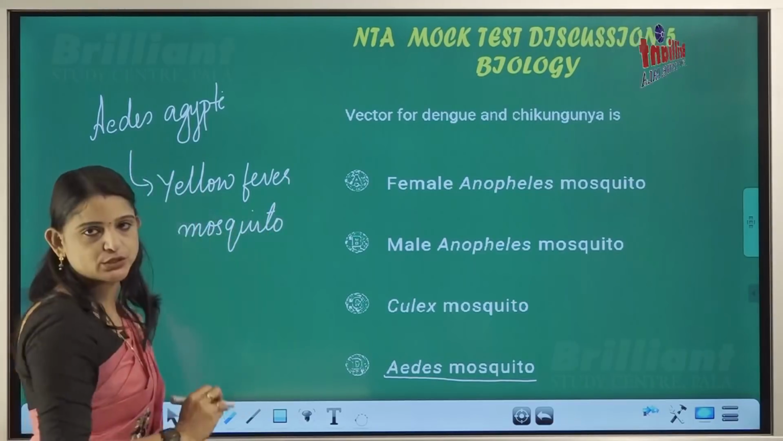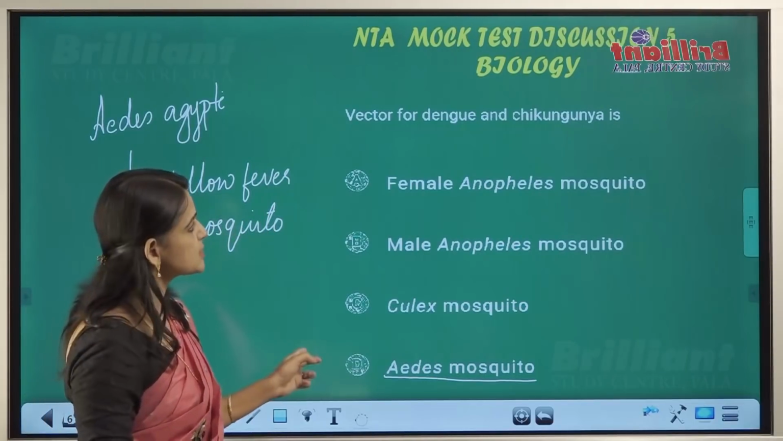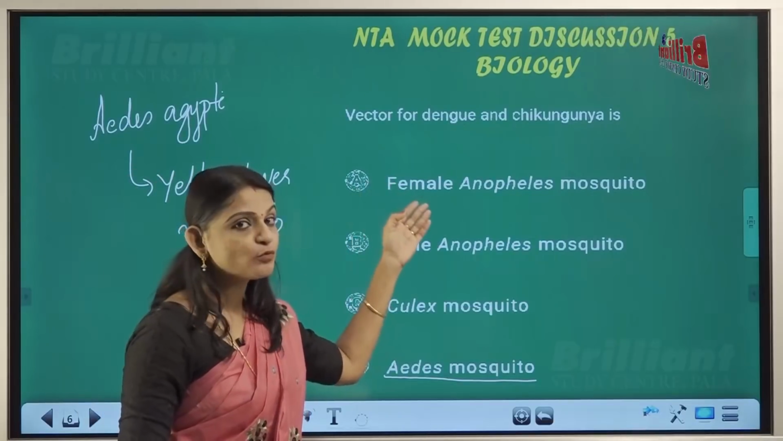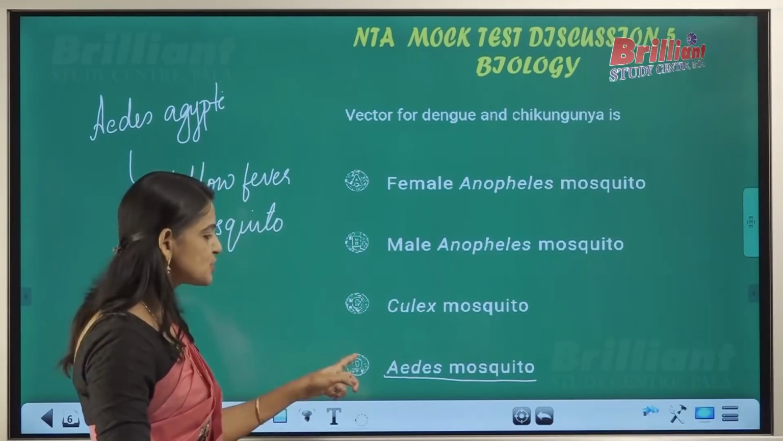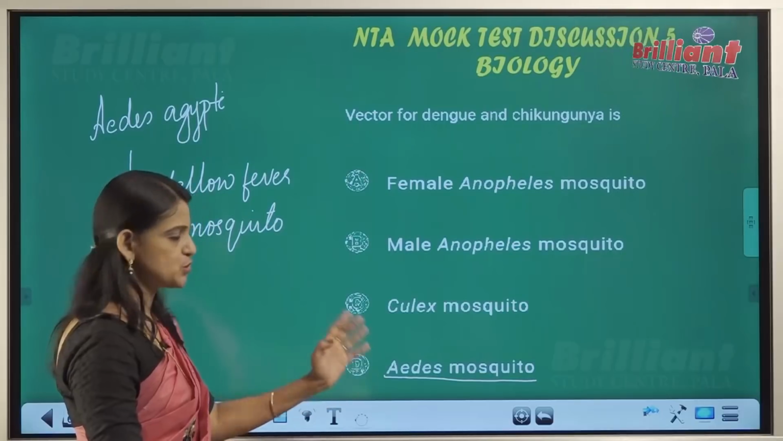Yellow fever mosquito, which is responsible for transmitting dengue, chikungunya, yellow fever, etc. So from the options, the answer is Aedes mosquito.